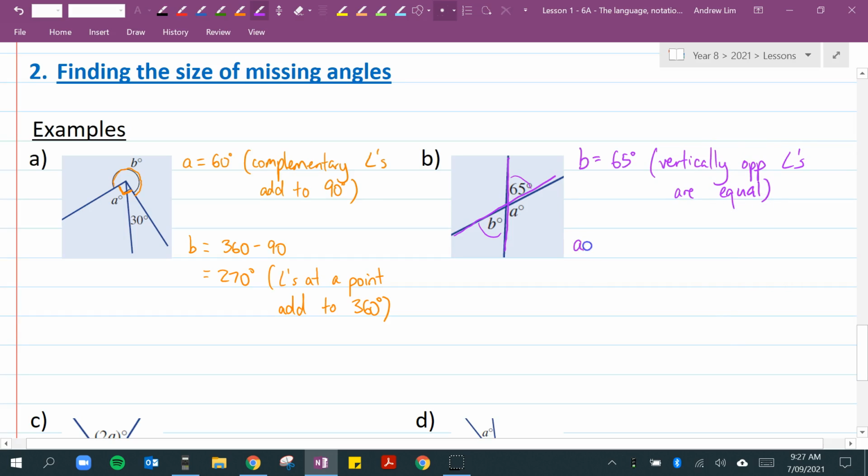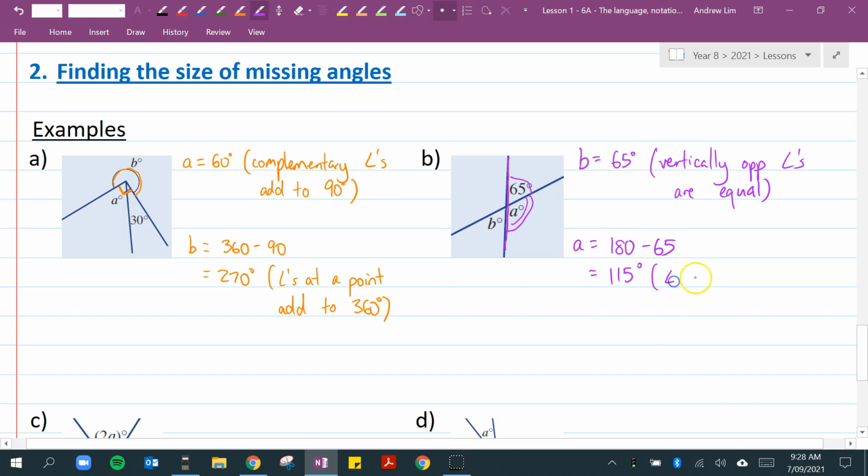What about A? Well, we can see here that 65 and A are supplementary angles because they are two angles that are right next to each other and they form a straight line. So that means they must add to 180 degrees. So A has to be 180 minus 65, which is 115 degrees.